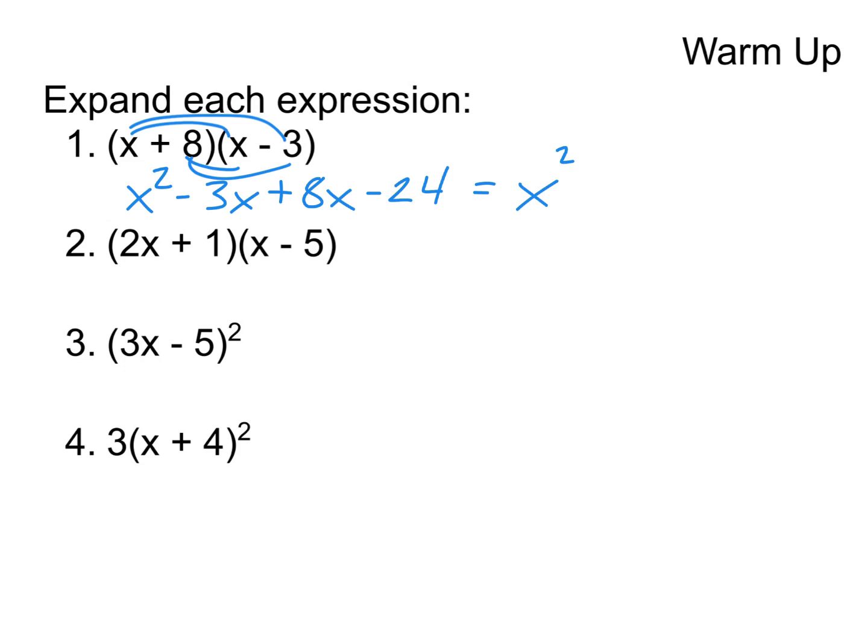And then we have negative 3x plus 8x. That gives us plus 5x. And then the minus 24 stays the same, so that's what we're looking at for number 1.